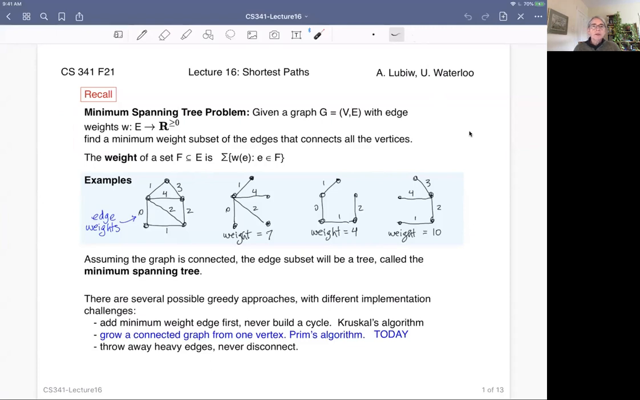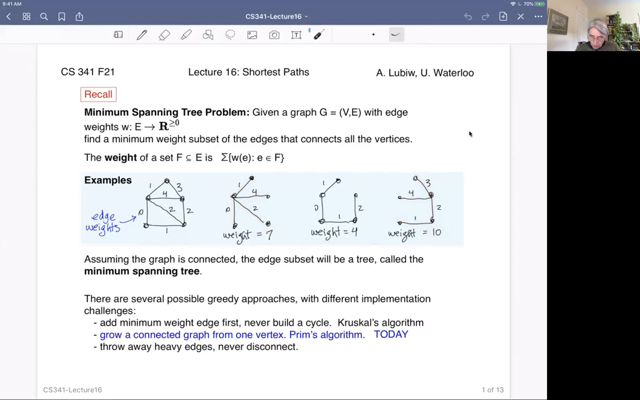We have an undirected graph and we have weights on the edges. And what we're looking for is, amongst all those weights, how can I take a minimum weight subset that connects the vertices? Here were some examples that we looked at last day for this little graph. If I take this subset of edges, it indeed connects everything together with weight 7. This tree connects everything and has weight 10. And here is the minimum weight spanning tree of weight just 4.